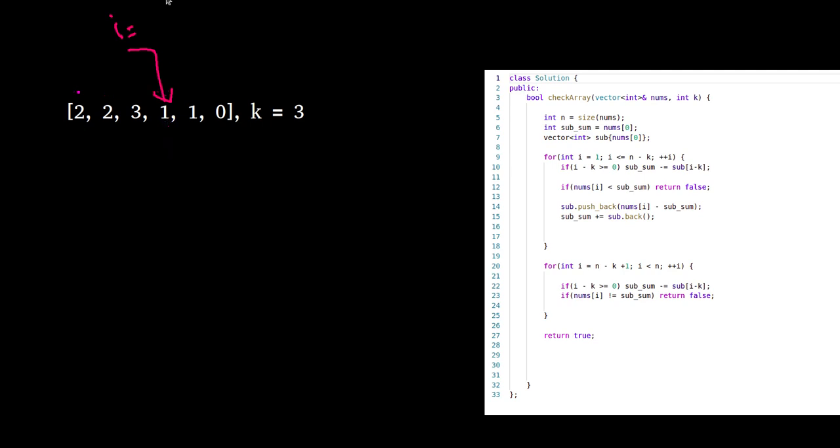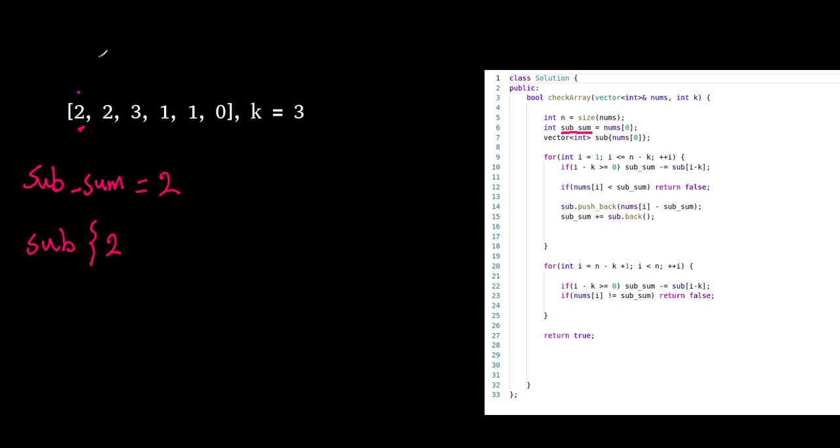Let's see how this works. So subsum, the subtracted sum so far, equals the first element 2, and we have a vector, subtracted, which represents the subtracted value at each index. So the first index it's 2.